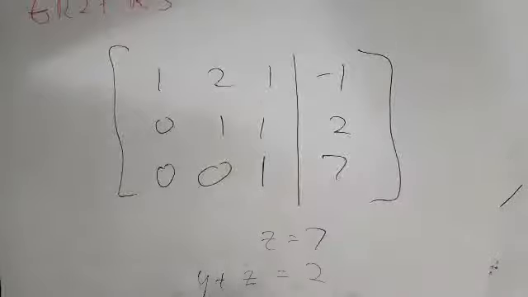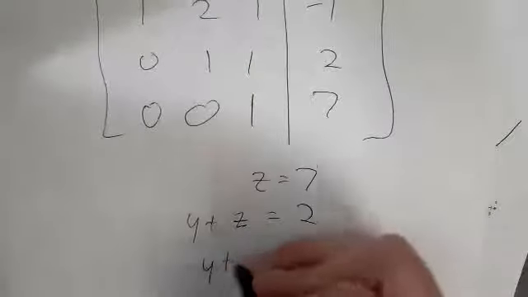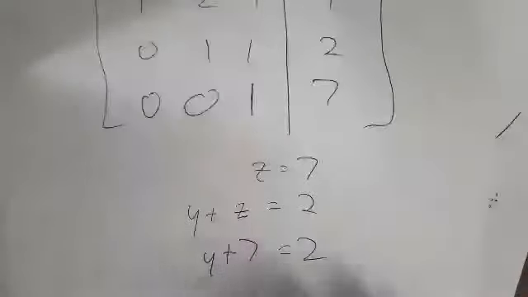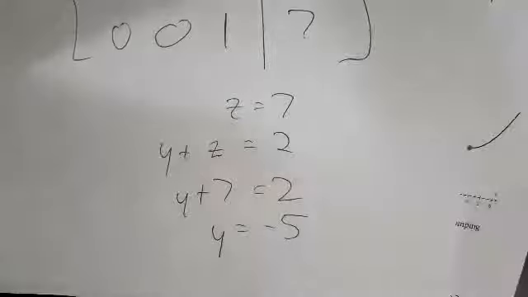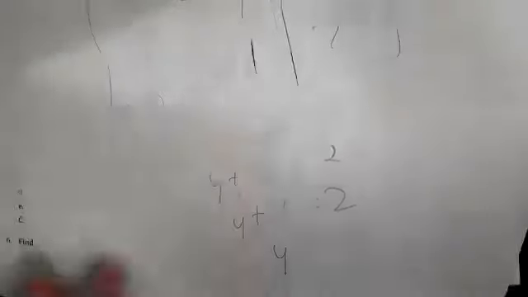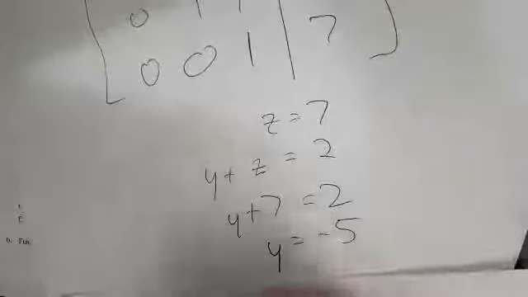Oh, okay. I see what you're saying. Yeah, absolutely. I mean, am I wrong? No, you're right. You're just in the next step. So we solve for Y is what? Minus 5? And then X plus 2y plus 7 equals negative 1.